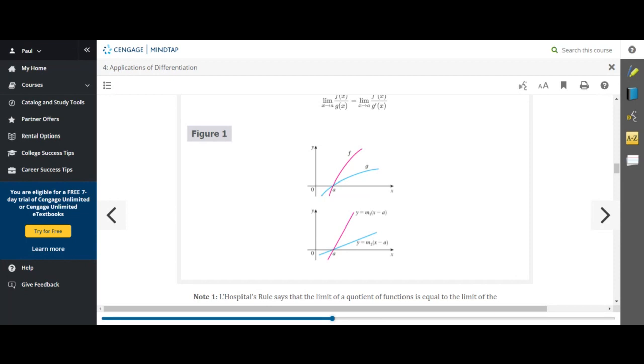Those functions f and g are approaching 0. But what if in figure 1, the first picture, we were to zoom in near that point a, 0, where x equals a, right where those two functions equal 0? If we zoomed in on that, do you see that both functions would appear to be linear looking?